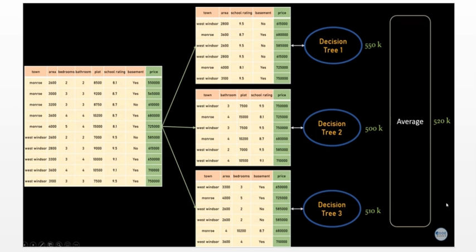Key parameters in random forests could be the number of trees, the maximum depth of each tree, the number of features considered for splitting at each node, and we also take into account the minimum number of samples required to split a node, controlling the tree growth.